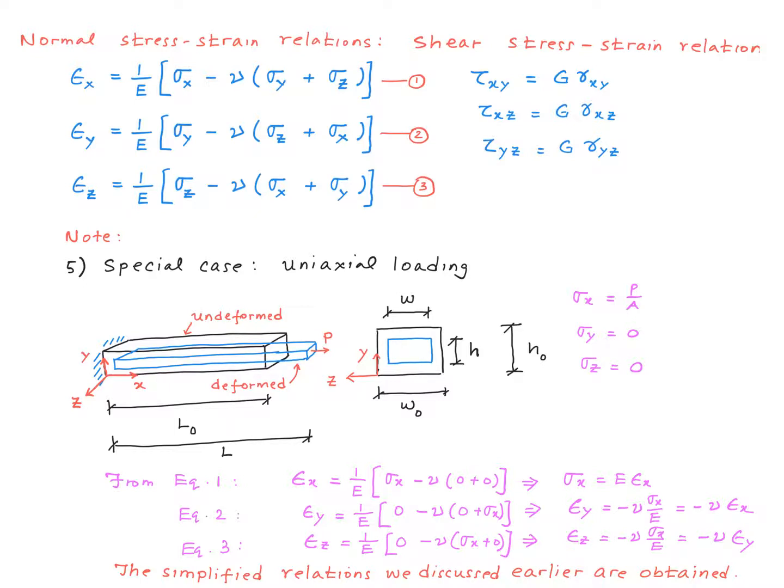Now from equation number 2, epsilon y is 1 over E times 0 minus nu times 0 plus sigma x, because we know sigma y is 0, sigma z is 0, right? And that leads to this relationship where we know sigma x over E is epsilon x, and therefore this works out to be minus nu times epsilon x. From equation number 3, we get this relationship. Epsilon z is minus nu times epsilon x. So now we see the 3 relations relevant to the uniaxial loading are recovered from these 3 generalized relations.